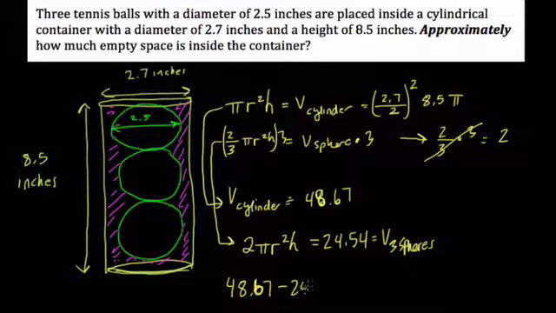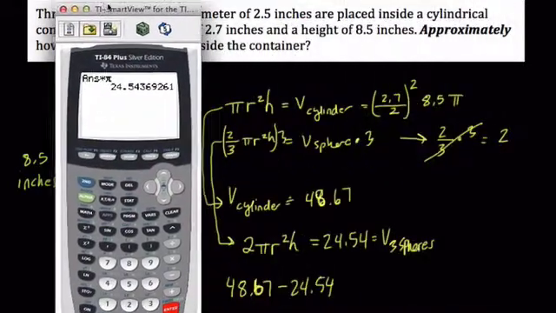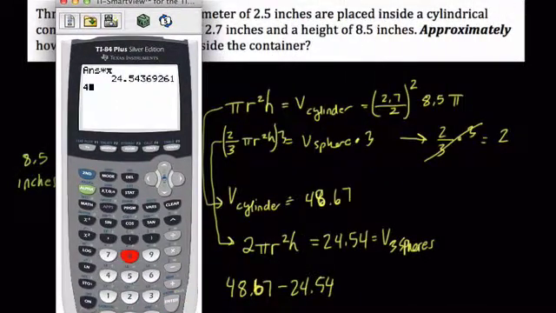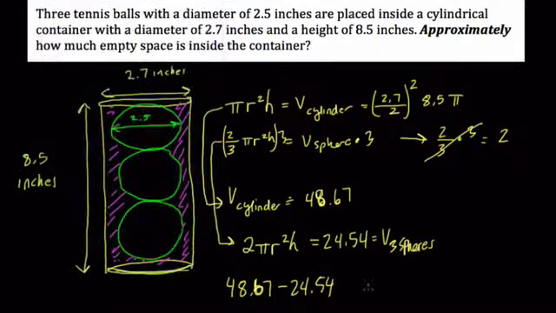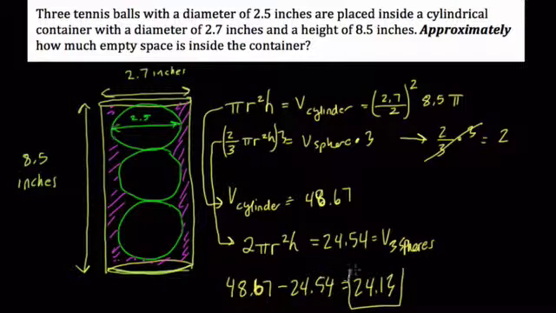48.67 minus 24.54. You could work that out in many ways, but I'm going to use the calculator. 48.67 minus 24.54, and we get our empty space, 24.13. And that's it. So this would be in cubic inches, by the way.